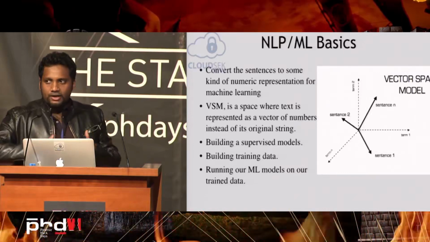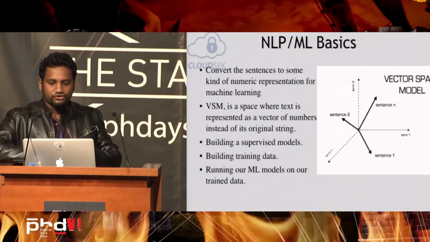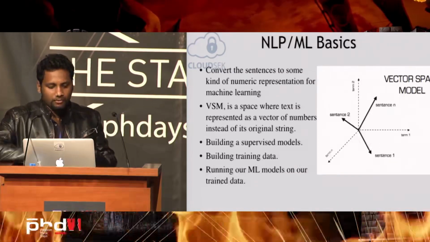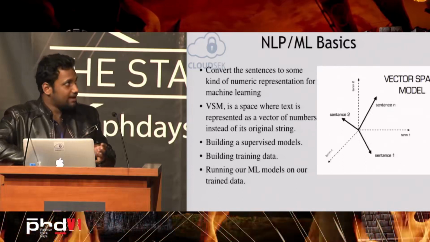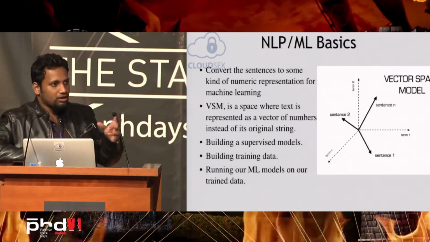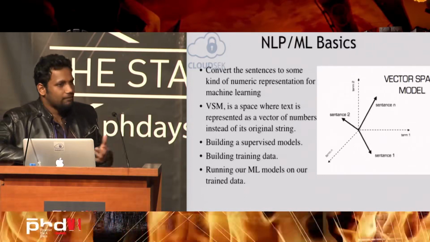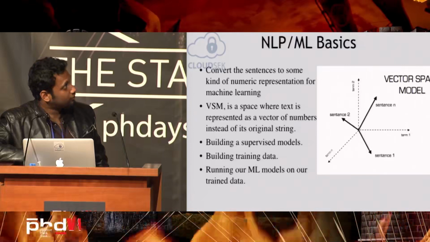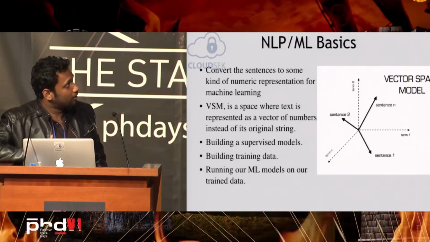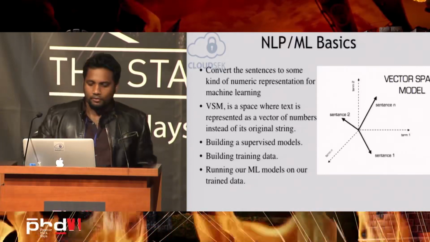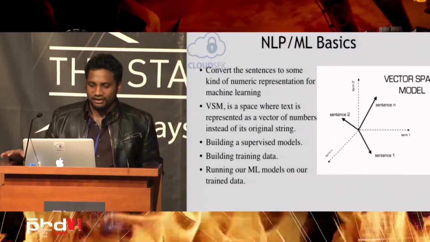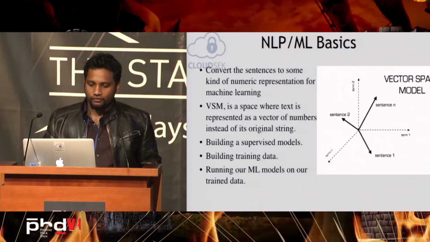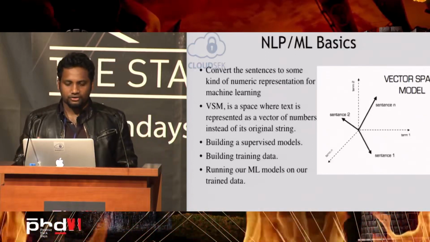And so we have to now convert this text into some sort of representation which a machine understands. Since we're automating it, using NLP and machine learning, we have to convert the text into some format which a machine or the code understands. So for that we used a vector space model where text is represented as numbers instead of its original string, and we use this for the supervised machine learning algorithm which we built.